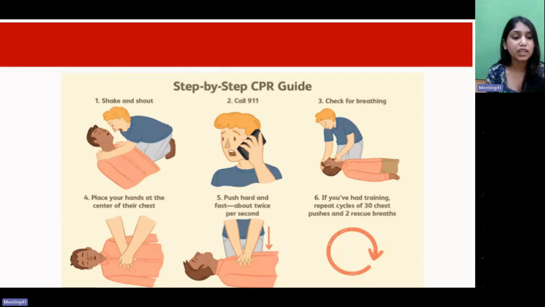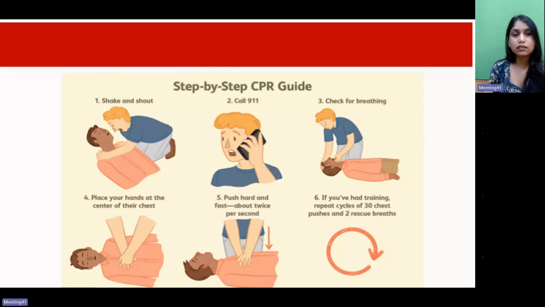If not, we place our hands at the center of their chest, as you can see in the picture, and we push harder and very fast, about twice per second. If you have training, repeat cycles of 30 chest pushes and two rescue breaths.